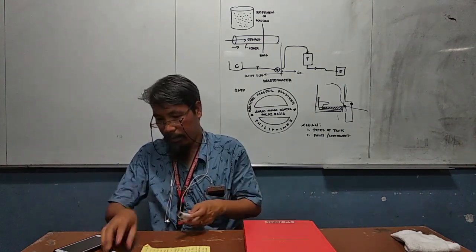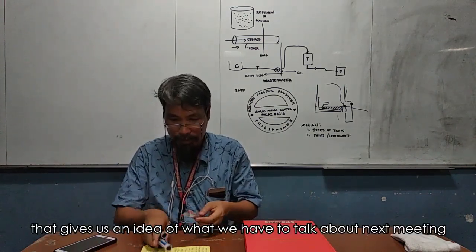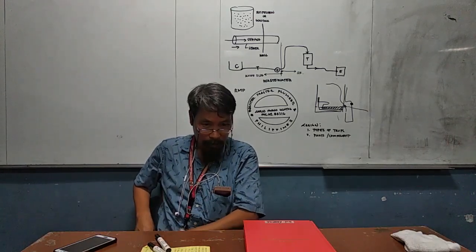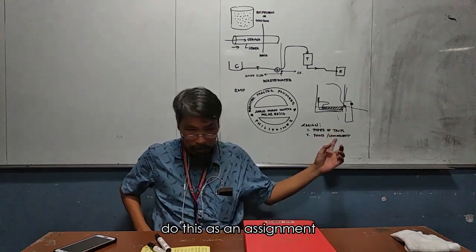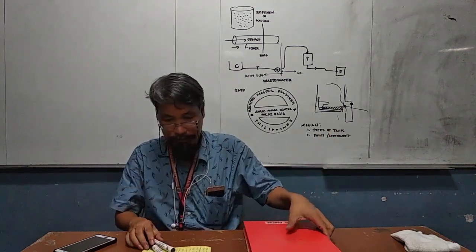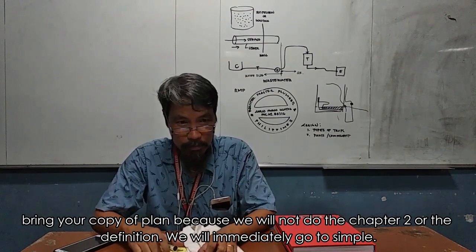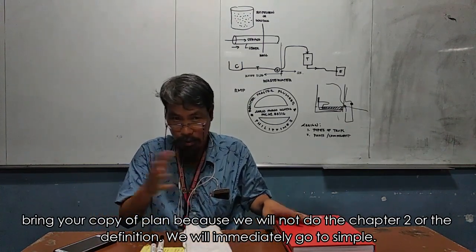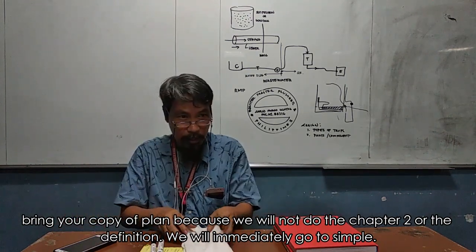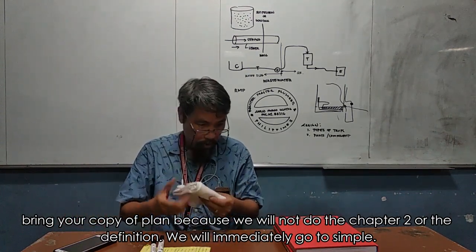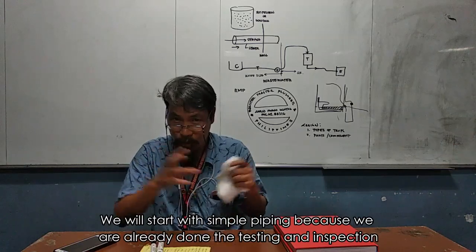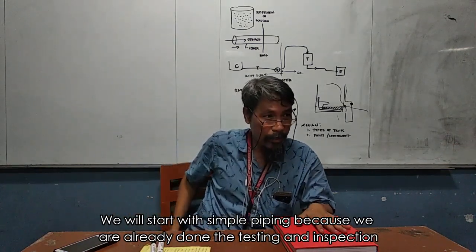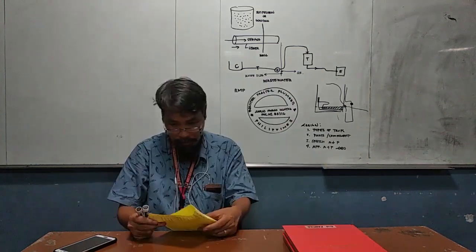So that gives us an idea of what we have to talk about next meeting, and do this as an assignment, and bring your copy of the plan because we will not do chapter 2 or the definitions. We will immediately go to simple piping. We will start with simple piping because we have already done the testing.